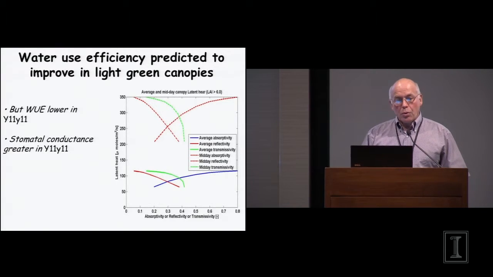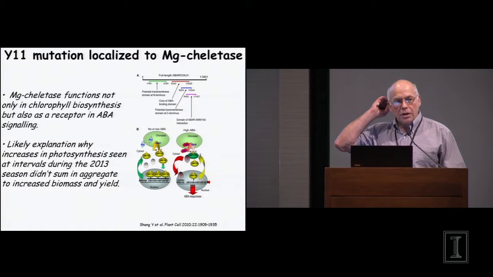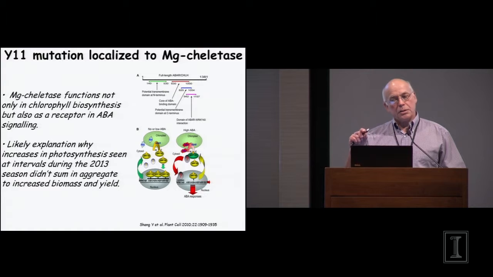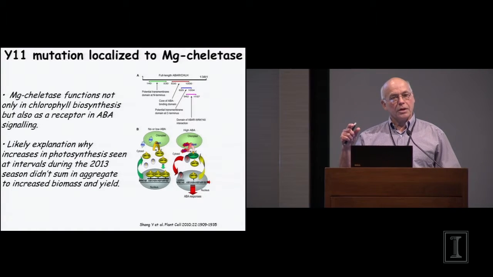And so we think that this probably explains why in these plants, even though we see higher photosynthesis, we're not seeing higher yield. And so in collaboration with Bob Stuper's group at University of Minnesota, we've localized the mutation in Y11, and it turns out to be in magnesium chelatase.